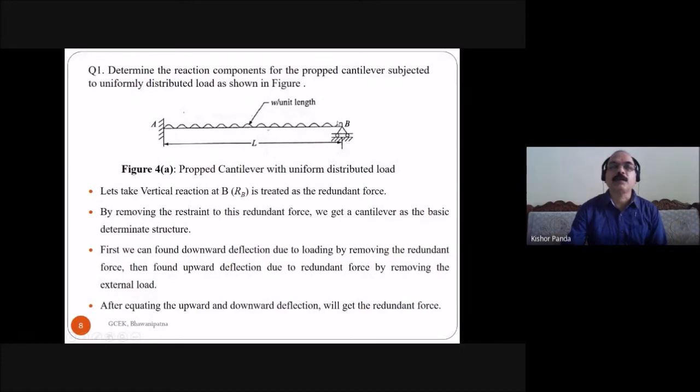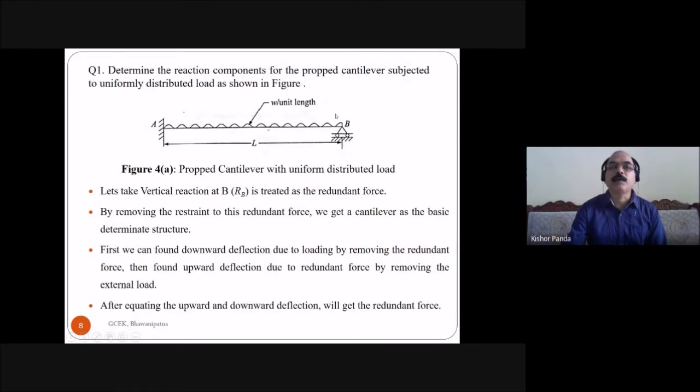You have to find out the upward deflection. First you remove this support, and due to the load UDL, you find the downward deflection here. Then you remove the UDL and take only the redundant force, and due to this redundant force, you find the upward deflection at B.